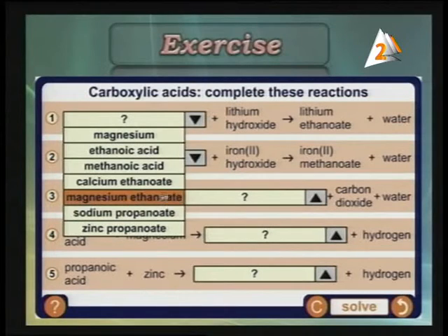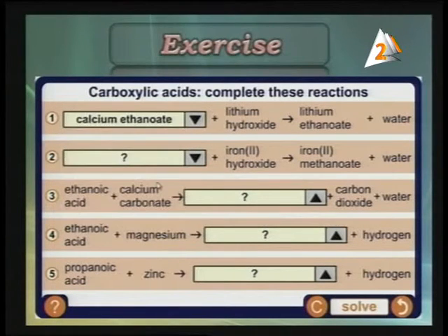This is magnesium ethanoate or ethanoic acid or many things of this. We have hydroxide here that makes ethanoate, lithium hydroxide, to make lithium ethanoate. So I have here calcium ethanoate, to make this reaction between lithium and calcium.